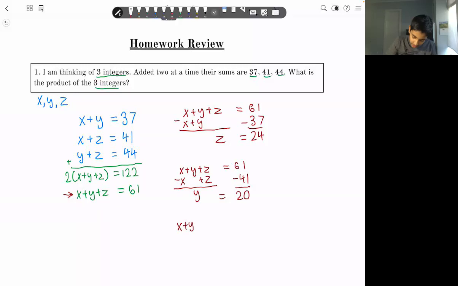And now for x, do the same thing again. x plus y plus z minus y plus z. So x plus y plus z is 61. y plus z is 44. So we subtract that and we get 17. So now I'll just multiply them. So we can do 17 times 20 times 24. And this gives us 1120.